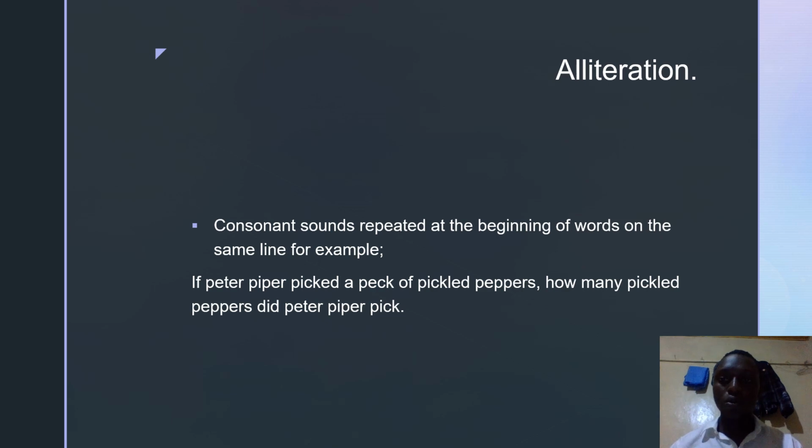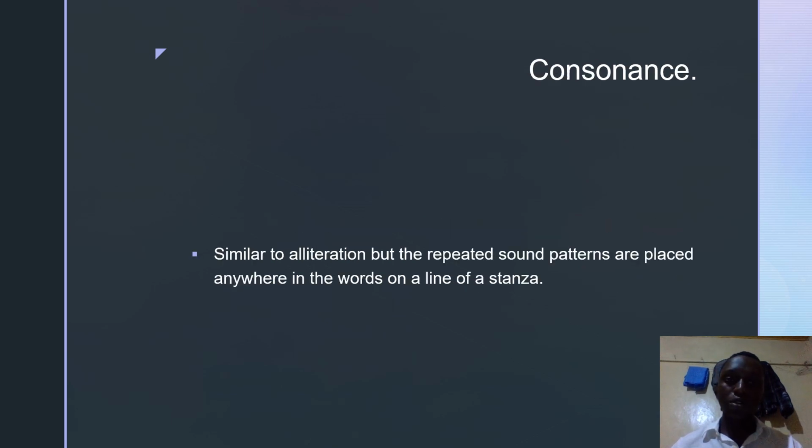So we are going to look finally at consonance. Consonance is similar to alliteration, but here we look at the repeated sound in a word, but the repeated sounds are occurring in different parts of a word. It's not necessarily at the beginning of a word. So that's the difference between consonance and alliteration.